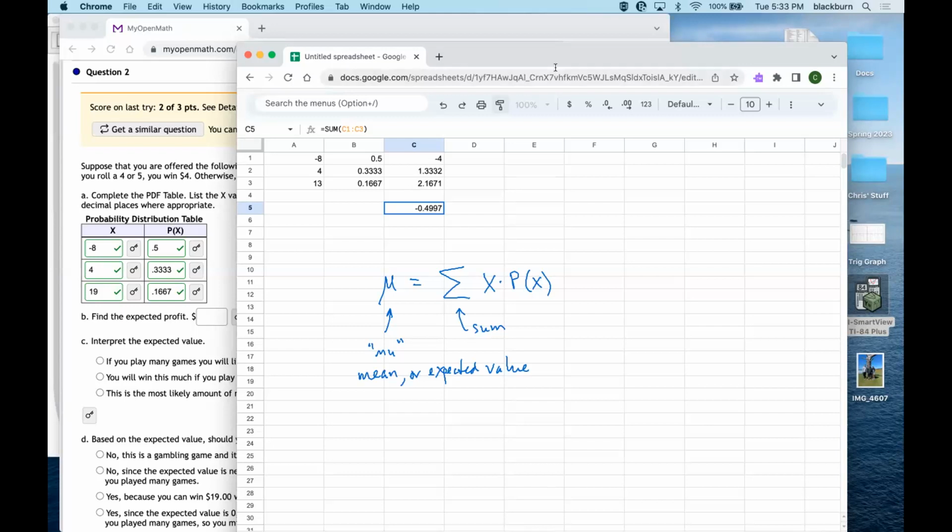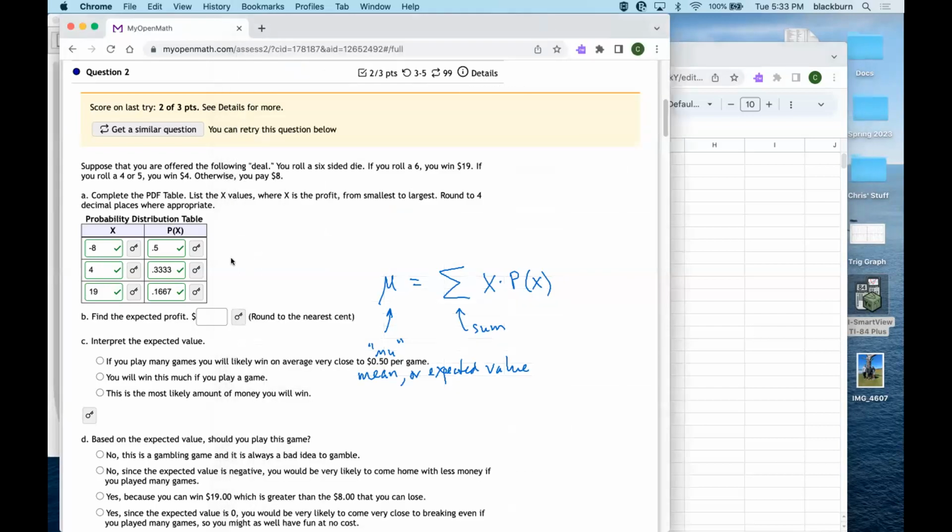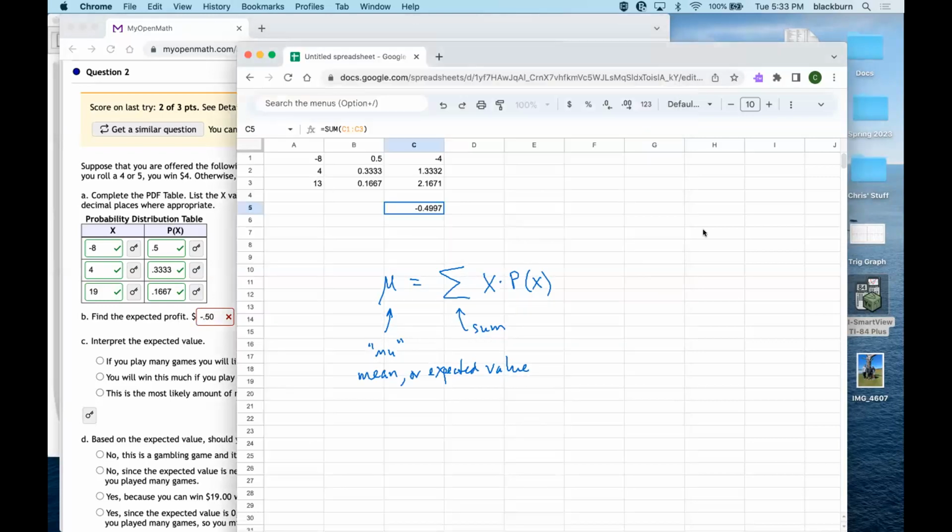All right, my expected profit from this game is -0.4997. And that's what I'm going to put, rounded to the nearest cent. So -0.50, right? And they don't like that. What do they like? Oh, they came up with a positive. Oh, because I got 13. It's supposed to be 19. That'll make a difference.